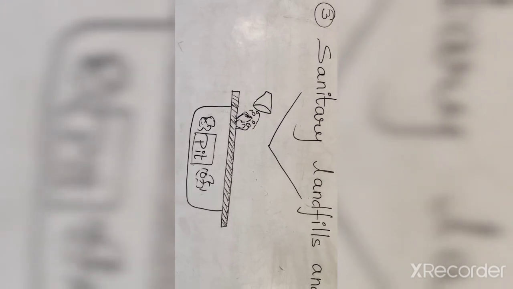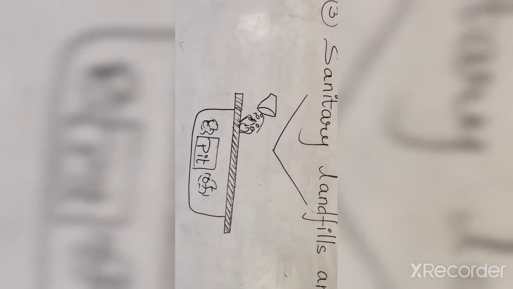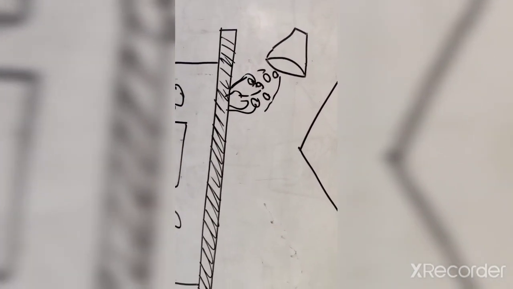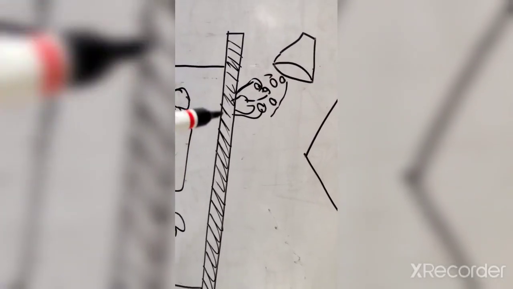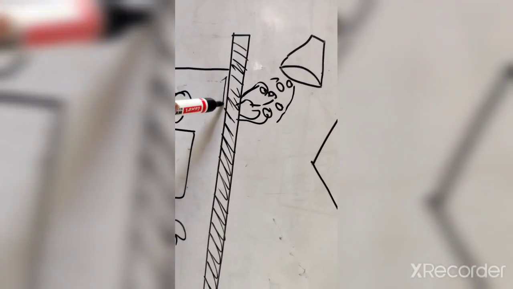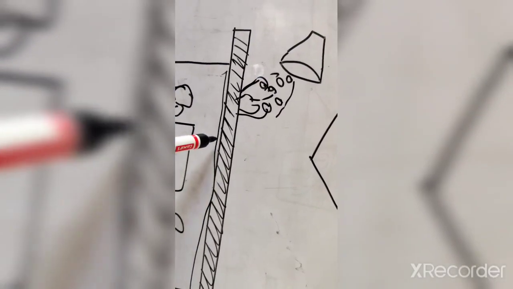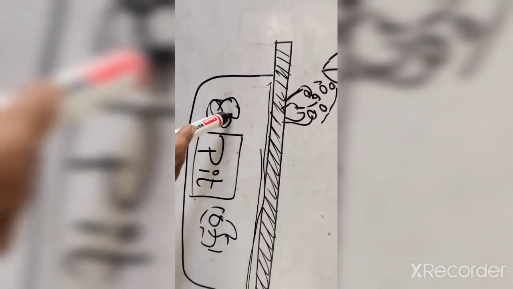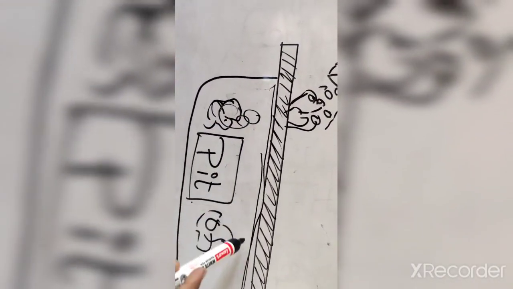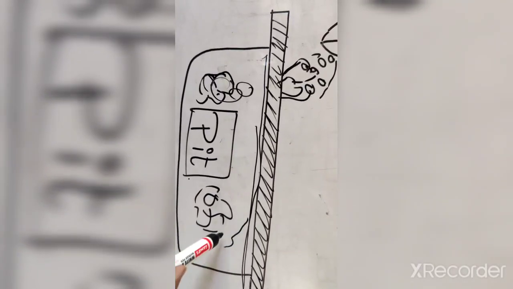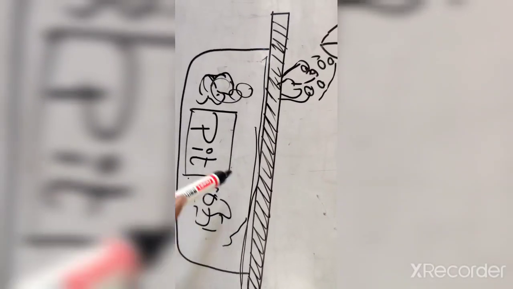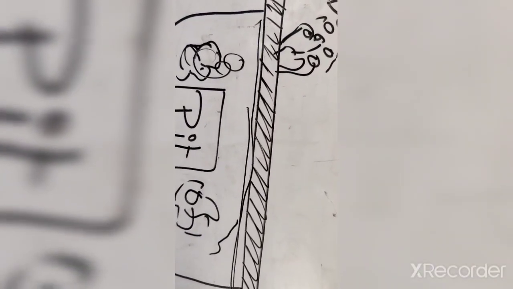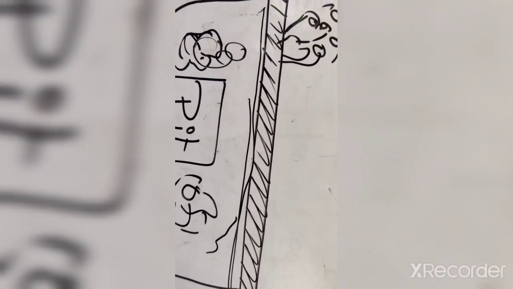We throw all of the garbage into that pit, and then it is covered by a thick layer of soil. We cover it with a thick layer and it is left for a period of time. After few weeks, this garbage is decomposed by the earthworms, by the microorganisms. Reactions take place in it and it becomes manure.